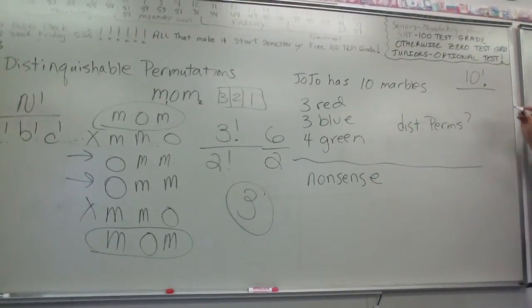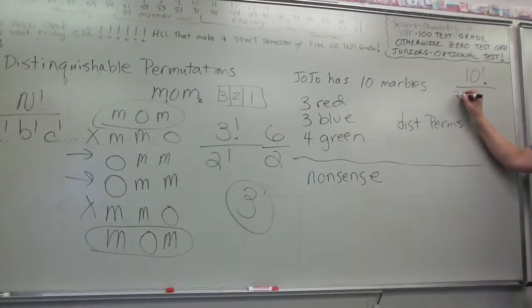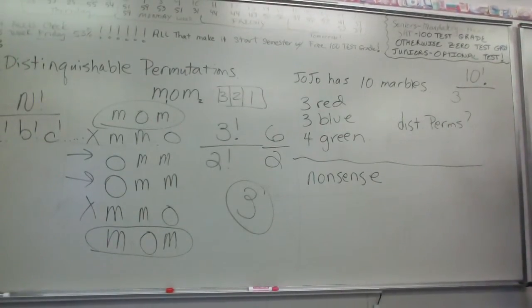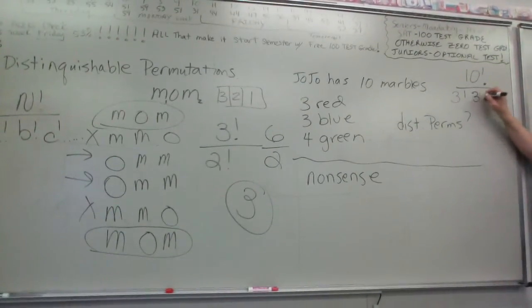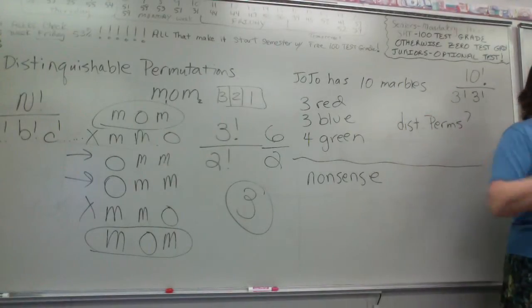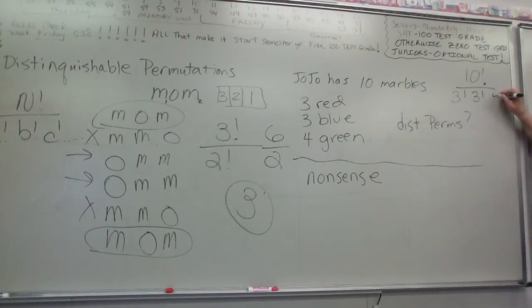Okay, so here we go. 3 reds are repeated. So I'm going to use 3 factorial on the bottom. 3 blues are repeated. So again, I'm going to have another 3 factorial on the bottom. 4 greens are repeated. So I'm going to have a 4 factorial on the bottom. So when we go to checking that out, we've got what?